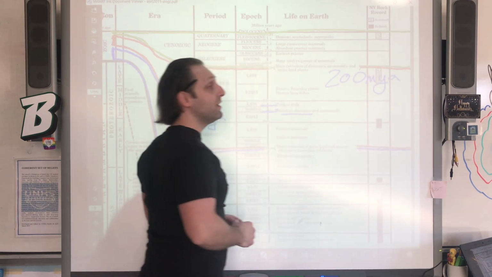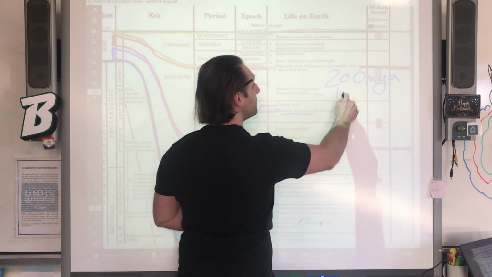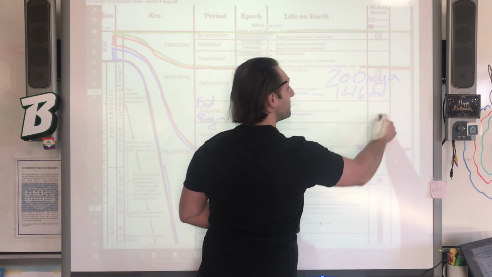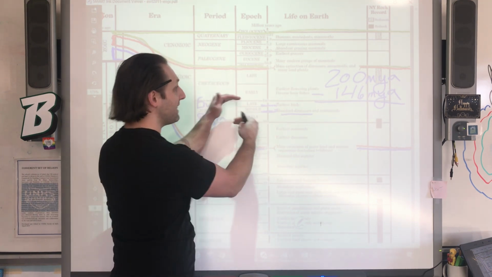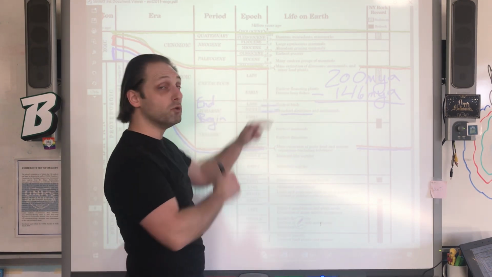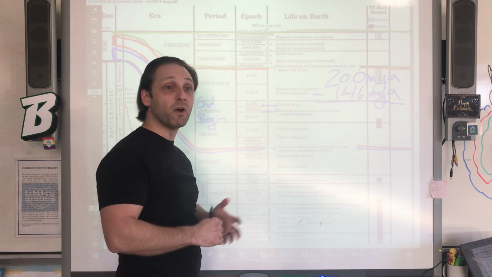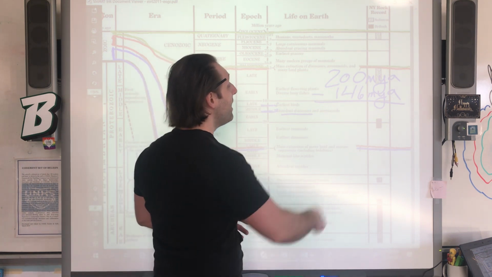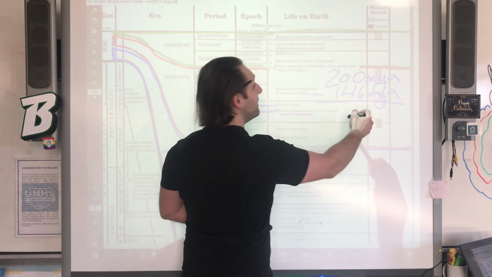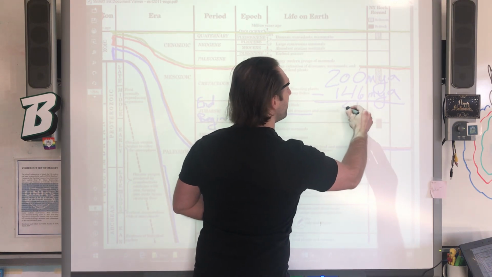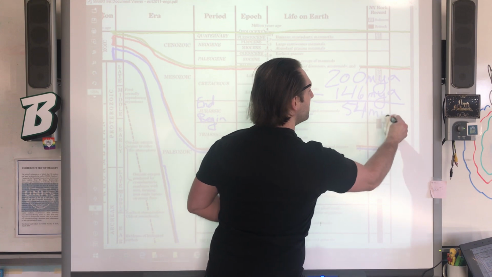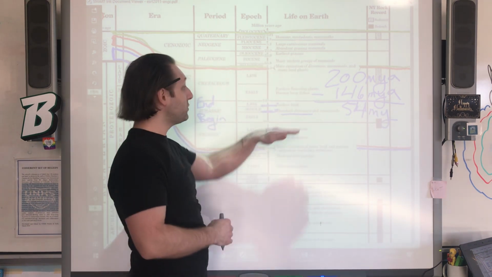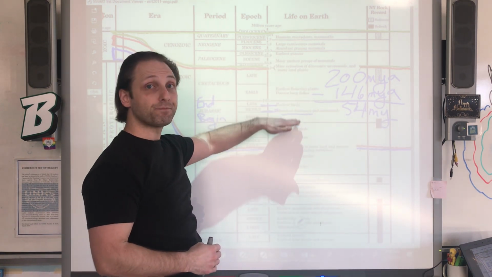So we got 200 million years ago minus 146 million years ago. We want to find out the total amount of millions of years that are in that gap. So the total, if you do that math, you want to do the math on your own, go ahead and pause the video, is going to be 54 million years total in between for this gap here.